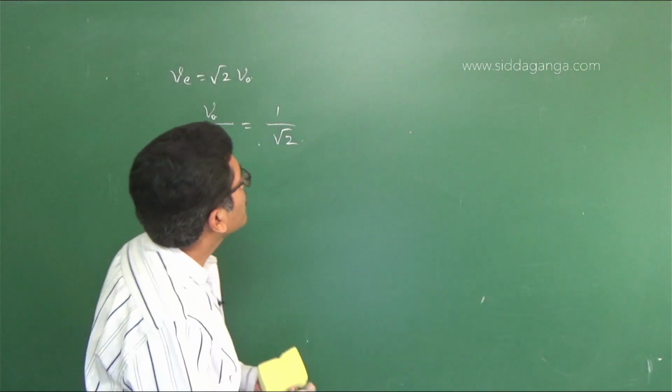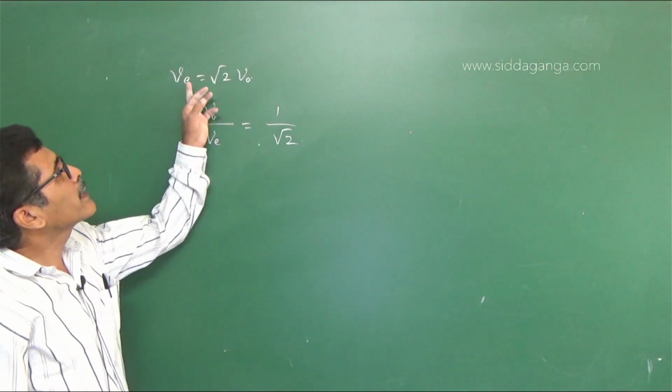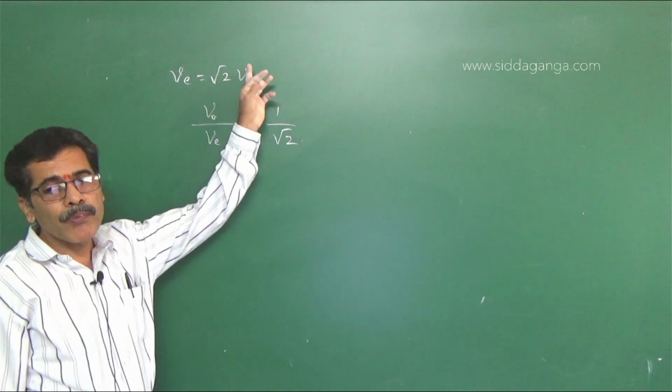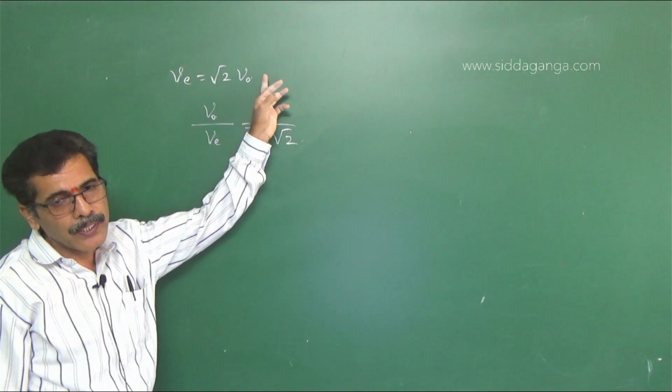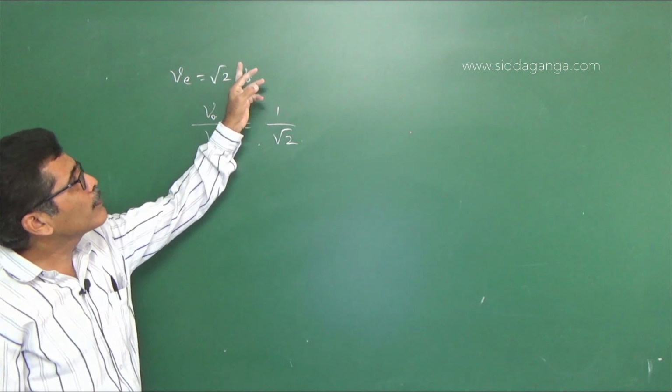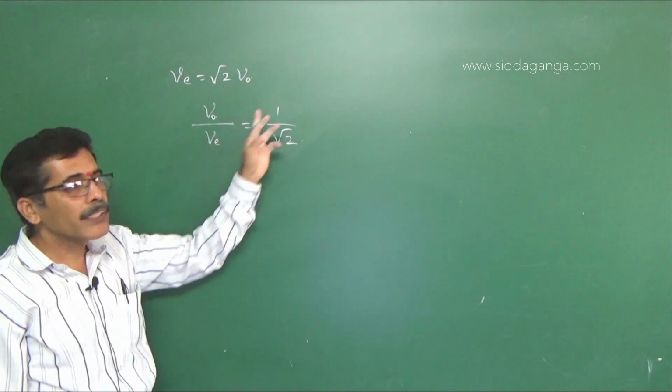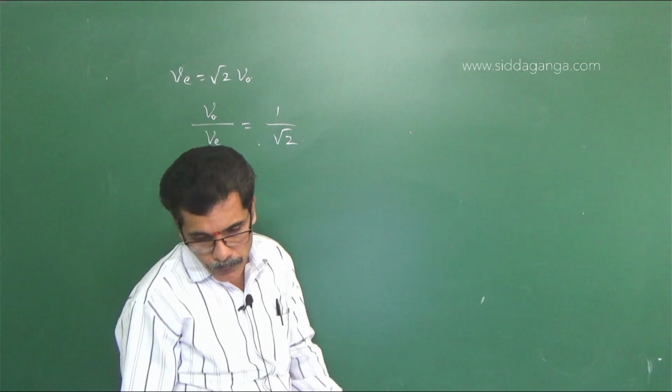This is the escape velocity, and this is the velocity of the body in the nearest orbit. They ask you to calculate the ratio of orbital velocity to escape velocity. This becomes equal to 1 by root 2.